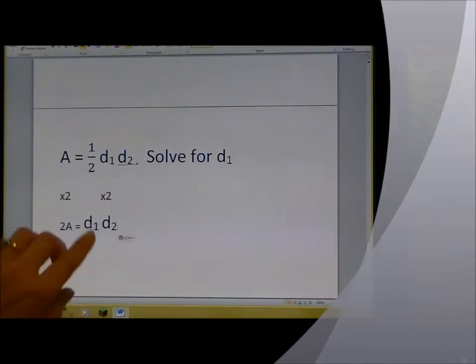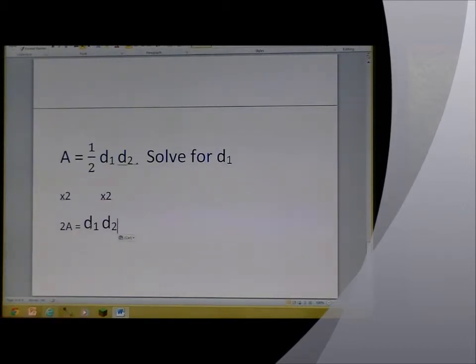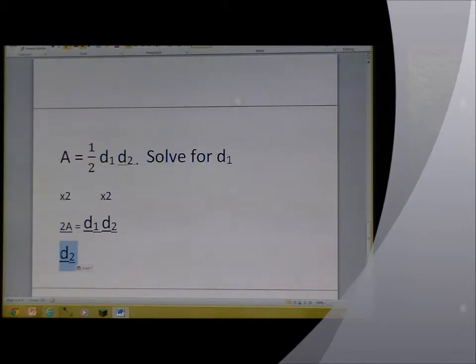Okay, we're almost done. So now I have d sub 1 almost by itself, but now I have d sub 2. So what I'm going to do is divide both sides by d sub 2. So I can show this as like a denominator, underline it like a denominator. I'll divide both sides by d sub 2. Ooh, that looks yucky. Okay, I'll show both sides being divided by d sub 2.